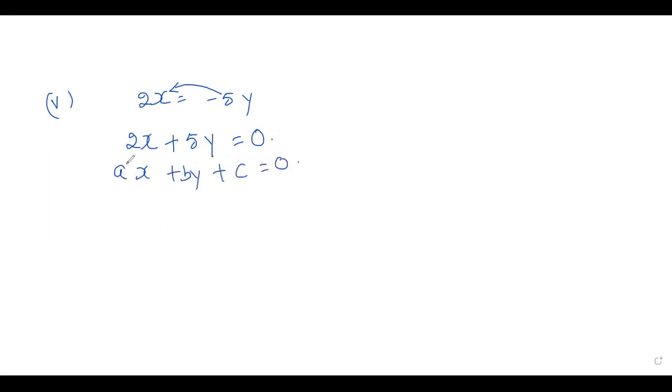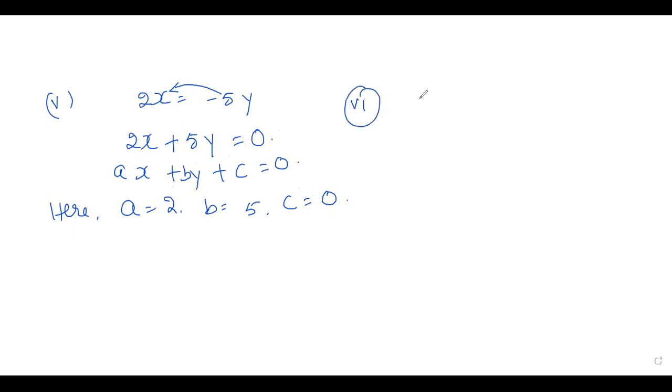Fifth one, 2x is equal to minus 5y. If you transpose to the left side, it becomes 2x plus 5y is equal to 0. Ax plus by plus c is equal to 0. A is equal to 2, b is 5. There is no constant, so it is 0.